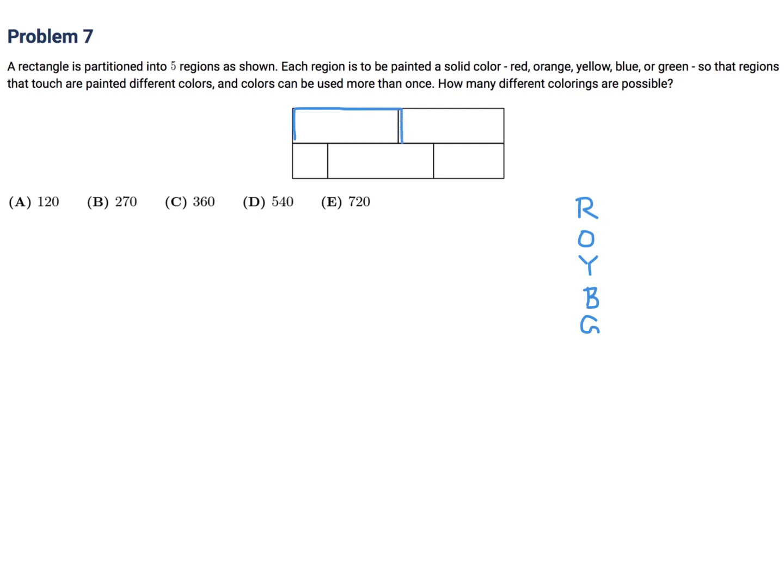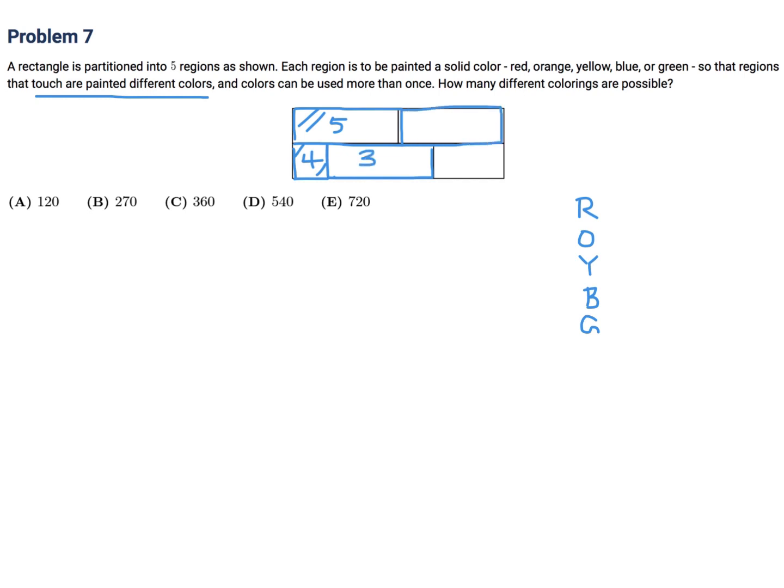Let's take it one step at a time. For this first one, you can put any of those 5. So you have 5 choices. Now for this next one, we cannot put the color that we put in this first one because the regions that touch are painted different colors. So here we can only put one of 4 choices because this first color cannot be put there. Then this next one, we can't put what we put here, and we can't put what we put here. So that's 2 colors of these 5 that we cannot choose. So we have 3 choices remaining.